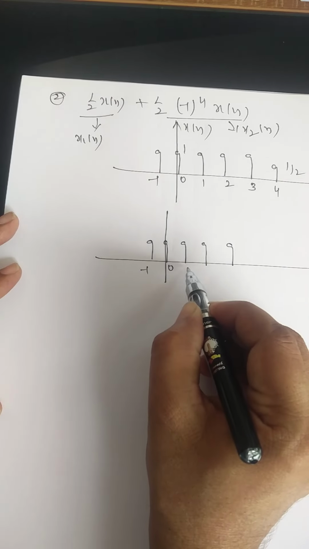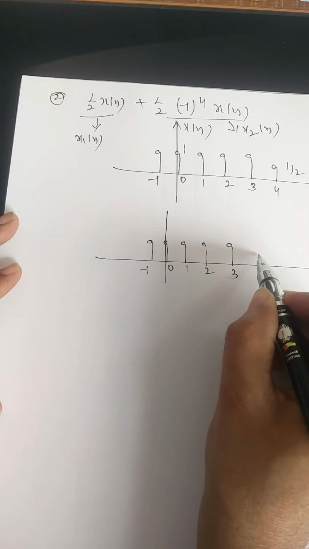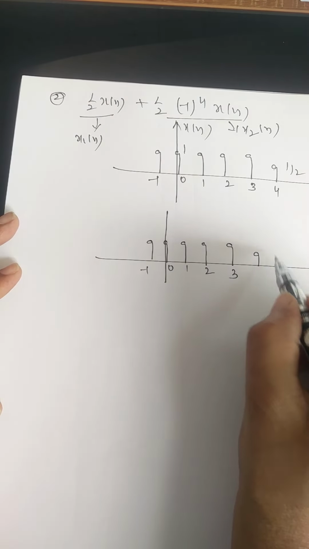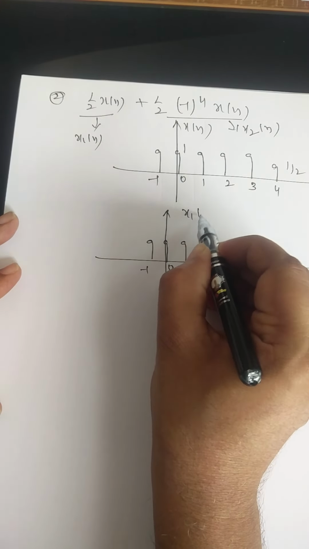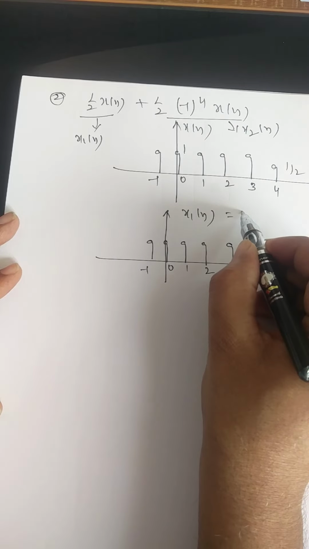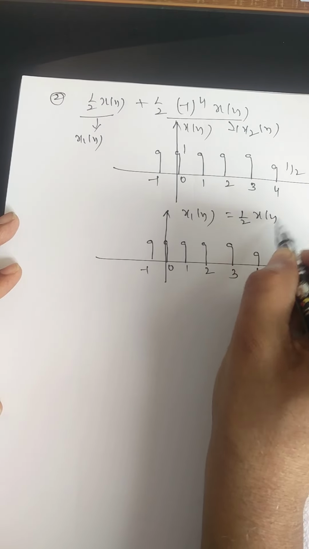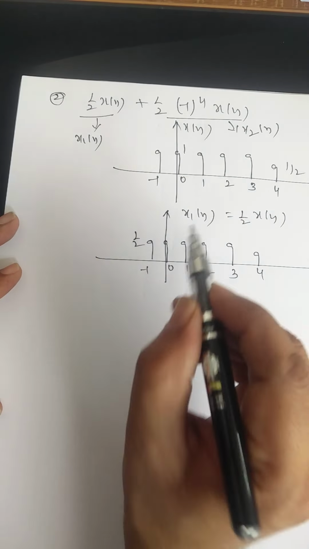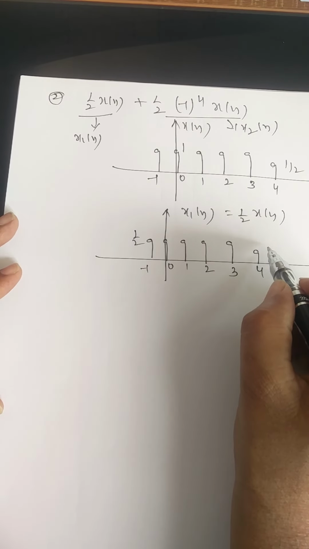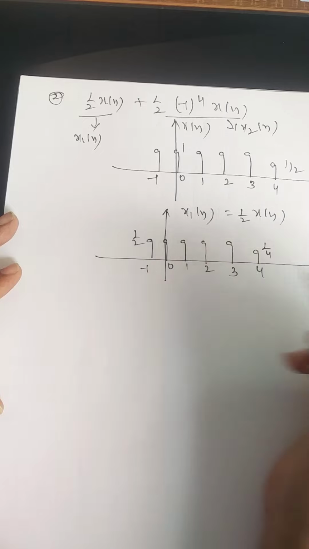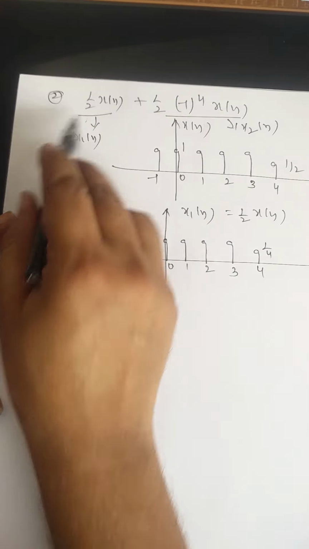Minus 1, 0, 1, 2, 3, this is 4. This is n. That is x1 of n is equal to 1 by 2 into x of n. Amplitude is 1. When it is divided by 2, it will become 1 by 2. 1 by 2 when divided by 2 will become 1 by 4. This is the first part of the signal.